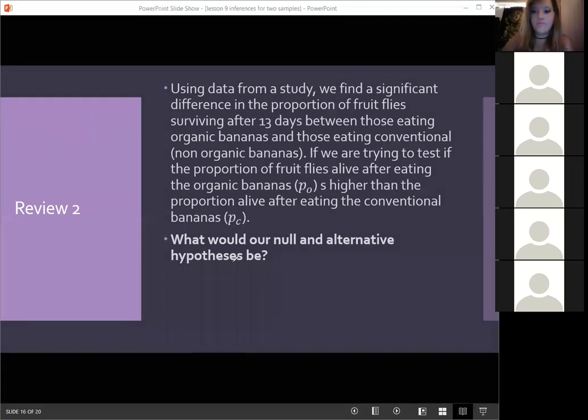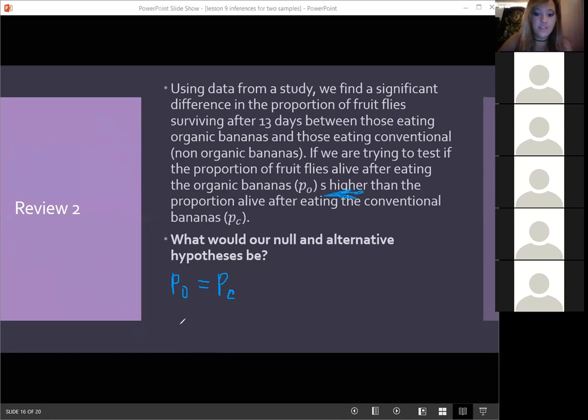Okay, so remember, our null hypothesis is always going to have an equal sign in it. So in this case, that would be that the proportion of those eating the organic bananas and the ones that didn't is going to be equal to each other. So that'd be P subscript O equals P subscript C, and then our alternative is talking about, we're trying to decide if it's higher than.